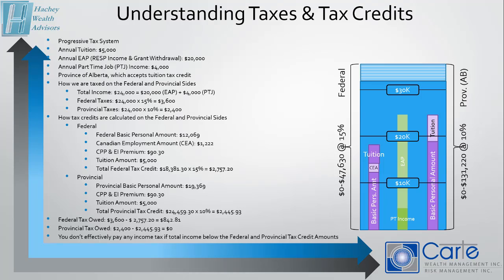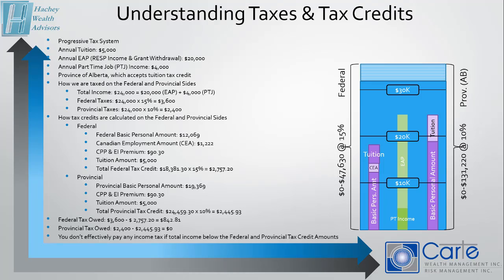Today, we'll look at how you are taxed if you're in less than $30,000 income, which means that we'll only look at the bottom tax bracket federally and provincially. This is very typical for post-secondary education students that are drawing from their RESPs.